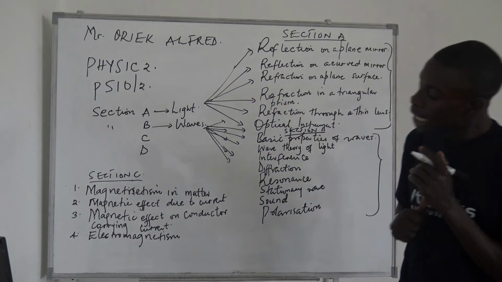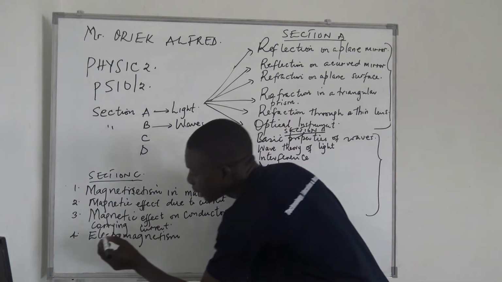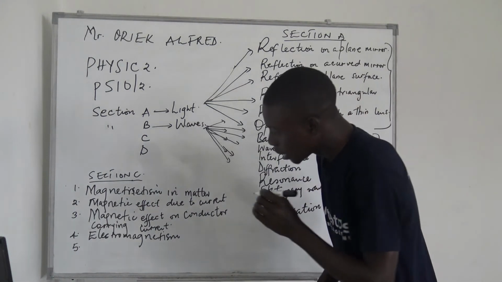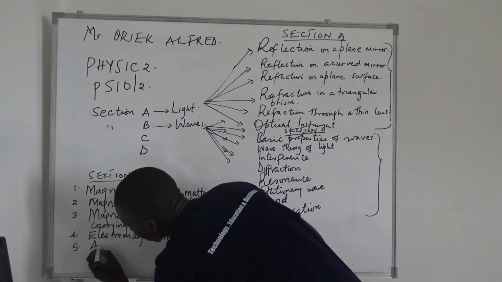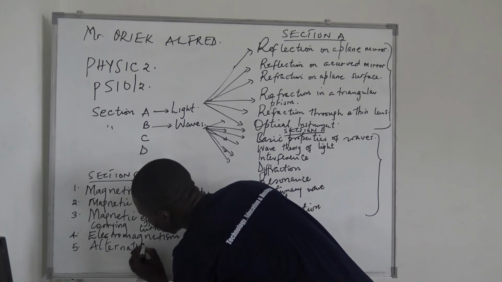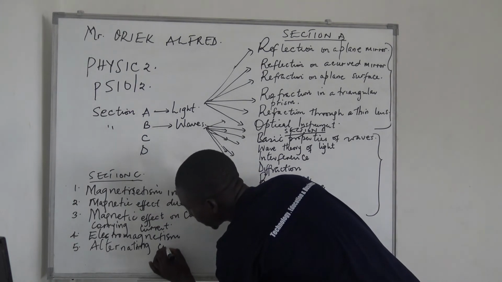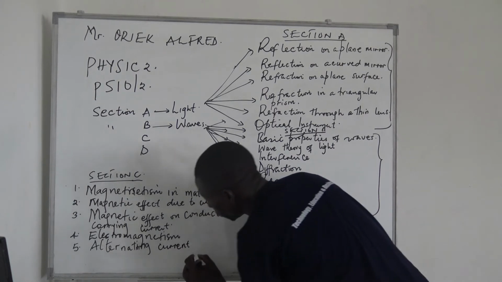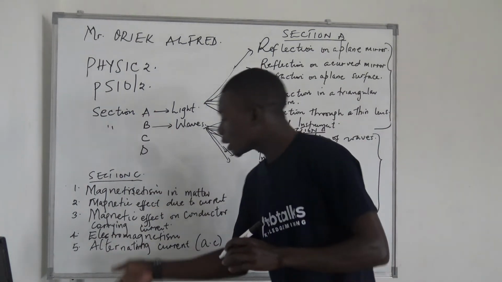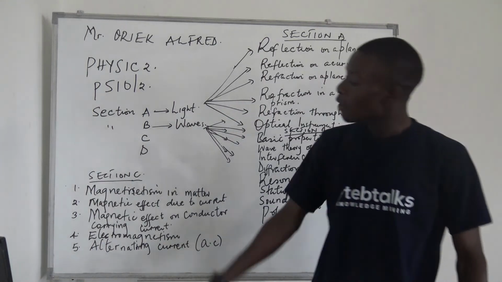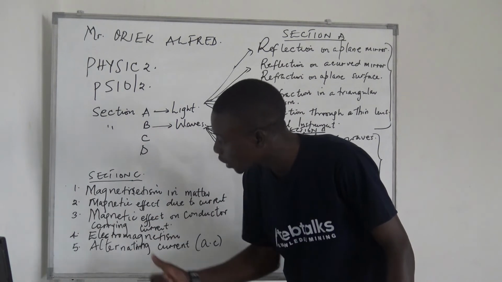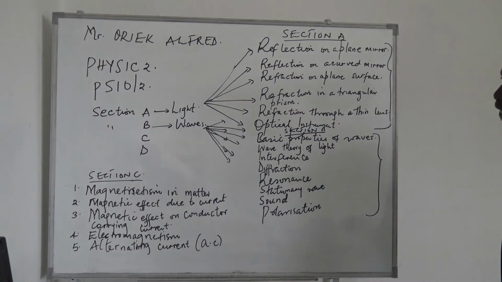Is that okay? And then lastly under section C, what we shall look at to confirm that section C is over is the alternating current. Sometimes we shall abbreviate it as AC. Alternating current will close out section C. After covering all these, we qualify to have some questions answered in section C.